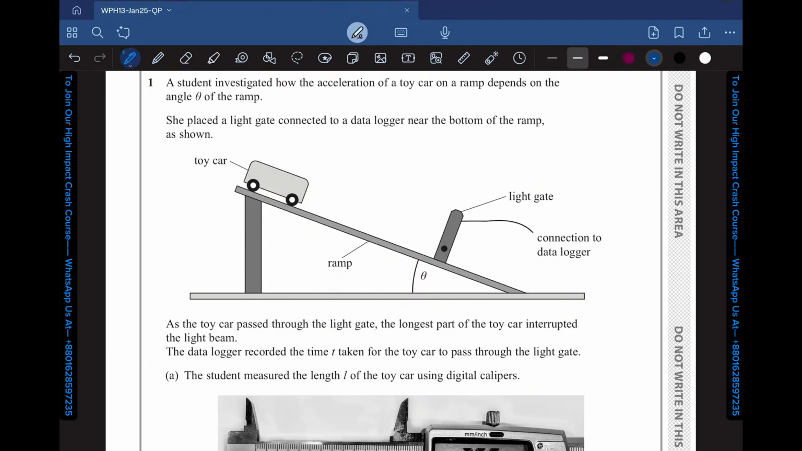She placed a light gate connected to a data logger near the bottom of the ramp as shown. So basically, why did he connect this data logger with the light gate? Because the data logger will measure the time it takes for this length of the toy car to pass through it. This is basically kid stuff, something that we have learned in our O levels as well.